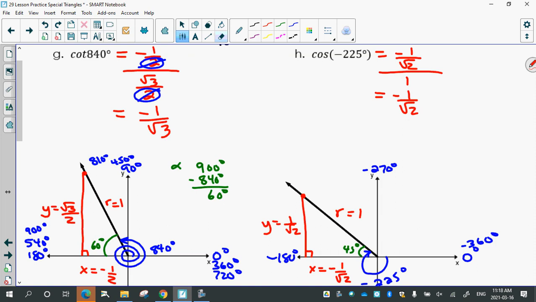And then that one you can just type in your calculator. Just type it in your calculator, cosine of -225, -0.707, and -1 divided by √2. Save.